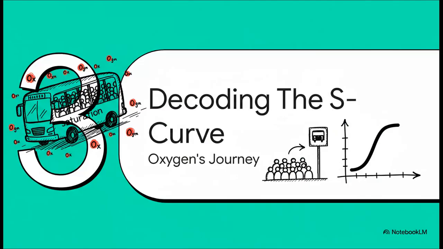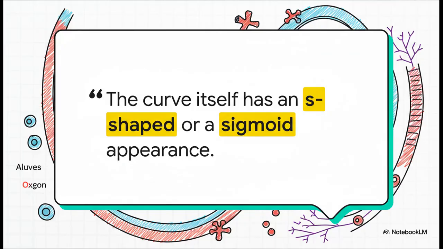So, we've got saturation, how full the bus is, and partial pressure, how many passengers are waiting at the stop. Let's put it all together and see how this incredible relationship plays out on the graph itself. You see that distinctive S shape? That's no accident. It's the direct result of that cooperative binding we were just talking about. And it perfectly tells the story of oxygen's journey between two totally different places inside your body.